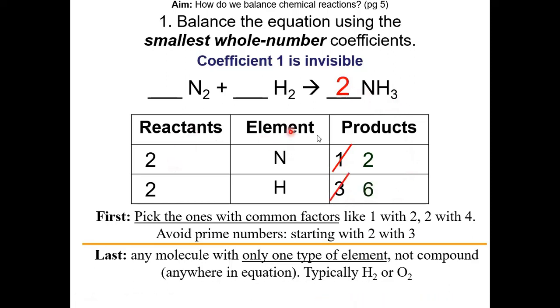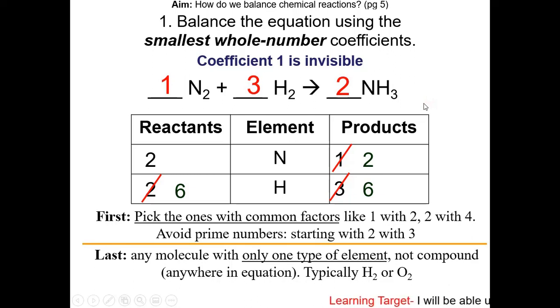Now the nitrogen atoms on both sides are balanced, so the coefficient of N2 should be 1, but our hydrogen is still unbalanced. We have 2 on the reactant and 6 on the products. So we need to triple the amount of hydrogen atoms on the reactant side. So if we put a 3 in front of H2, we now have 6 hydrogen atoms on the reactant side. Now, if you look at the table, everything is balanced. So this equation is now balanced.